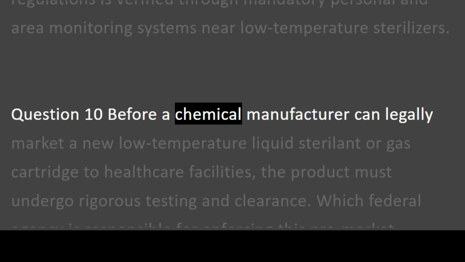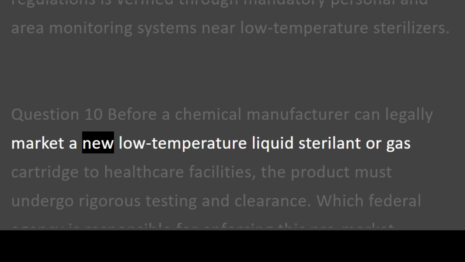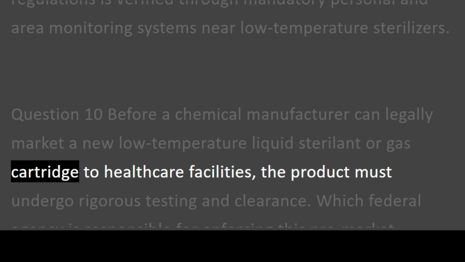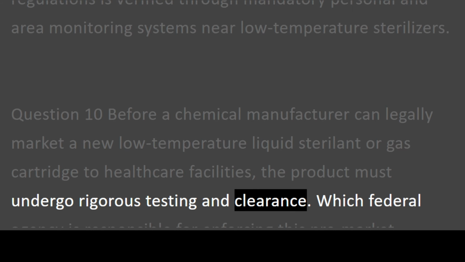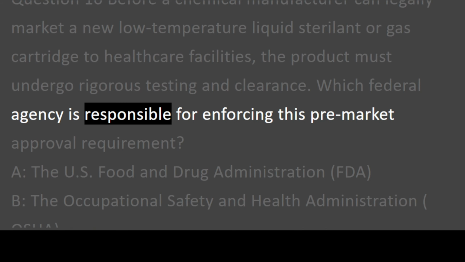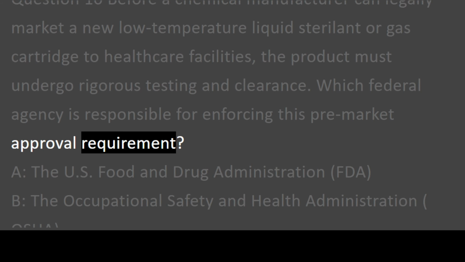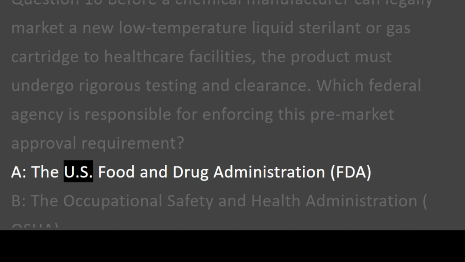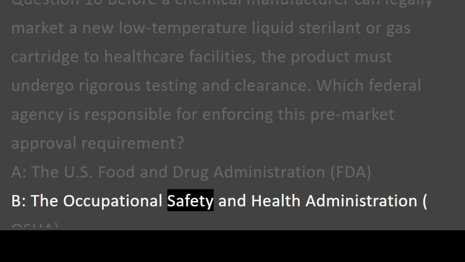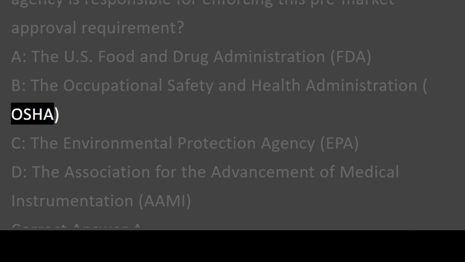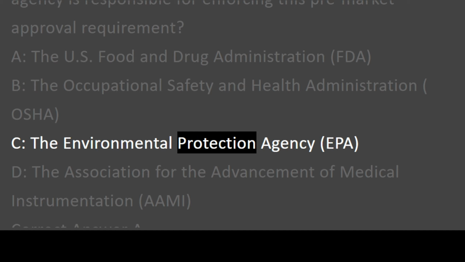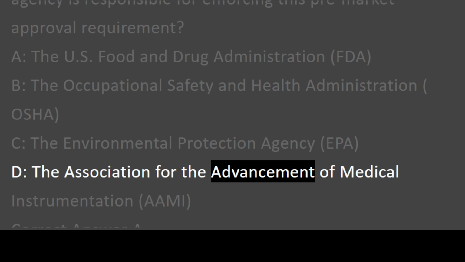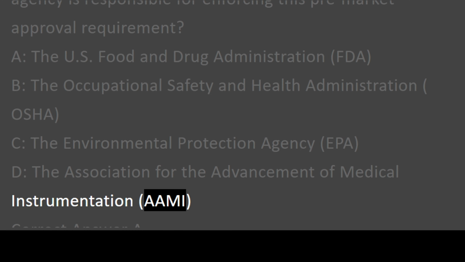Question 10. Before a chemical manufacturer can legally market a new low-temperature liquid sterilant or gas cartridge to healthcare facilities, the product must undergo rigorous testing and clearance. Which federal agency is responsible for enforcing this pre-market approval requirement? A. The U.S. Food and Drug Administration, FDA. B. The Occupational Safety and Health Administration, OSHA. C. The Environmental Protection Agency, EPA. D. The Association for the Advancement of Medical Instrumentation, AAMI.